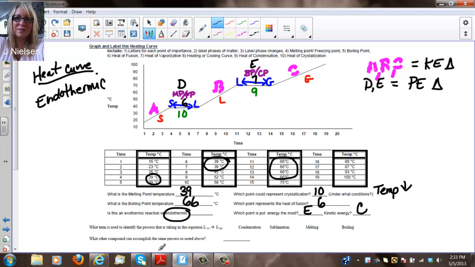What term is used to identify the process that's taking place in this equation? This says that you're going from, it's hard to read, I2 solid directly to I2 gas. This is a buzzword that you need to know. Solid directly to gas is sublimation. It's also helpful to know that gas directly to solid is called deposition.